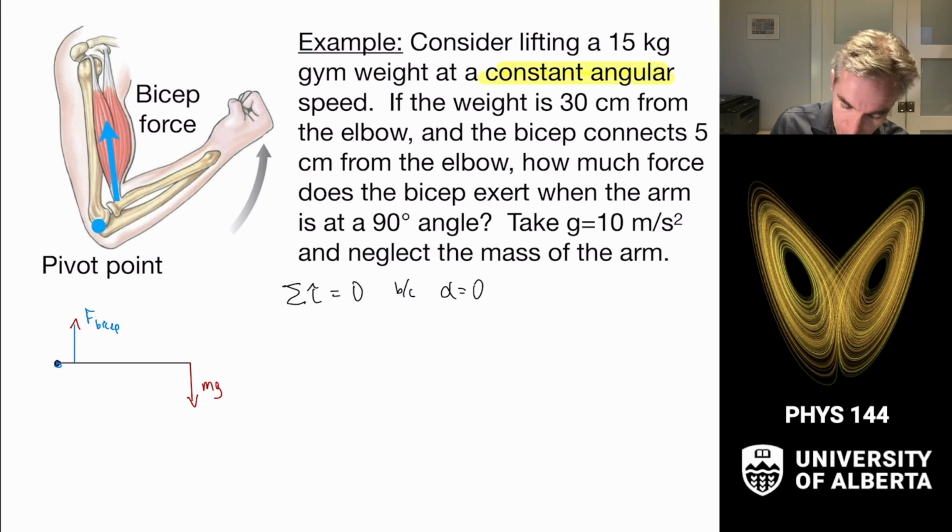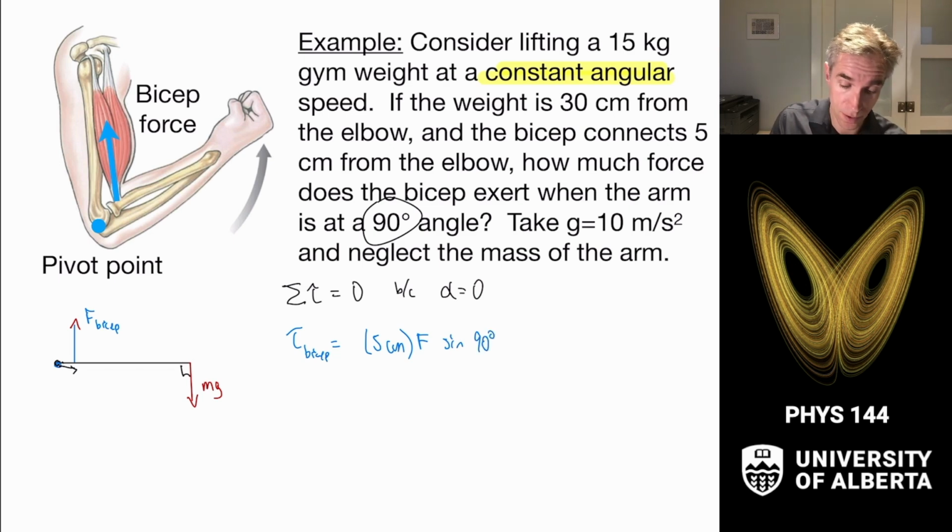So in this case, we have picked a 90-degree angle, which is very helpful for us because that means that all the forces are oriented at 90-degree angles with respect to their moment arms. The torque from the bicep is going to be the length of the moment arm, which is 5 centimeters, times the force from the bicep, which we don't know, times the sine of 90 degrees, because the moment arm is perpendicular to the force right here.